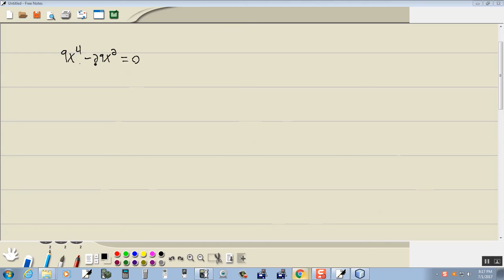Okay, in this problem we first factor out the GCF. And I notice that these both have an x squared in common. So I can factor that out. And that gives us x squared times 9x squared minus 29.